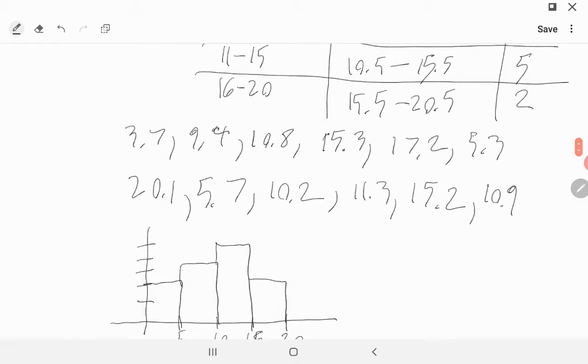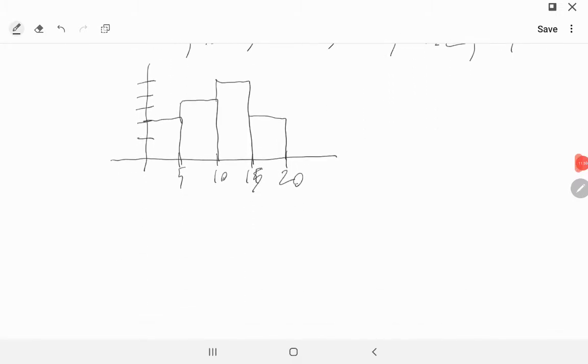So constructing histograms is usually pretty straightforward. We decide on our categories, we decide on the classes, we identify how large each class is, and we've got our histogram. Directly tied to the idea of a histogram is the idea of a frequency polygon.